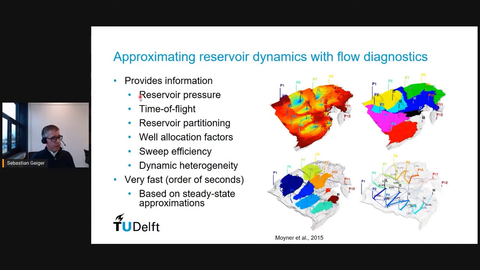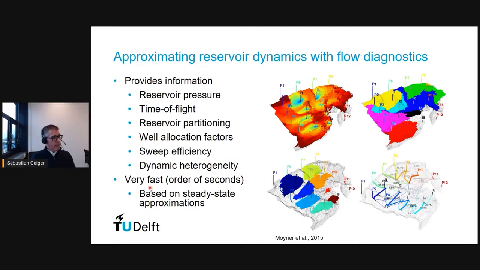us things like information on the reservoir pressure, time of flight, so how long does it take a particle from one injector to travel to a certain distance in the reservoir, or from a certain distance in the reservoir to a producing well, and reservoir partitioning, which allows us to then look at well allocation factors, so how do the different wells, injector and producer wells, interact. We can also estimate sweep efficiency and define some metrics for dynamic heterogeneity of the reservoir.